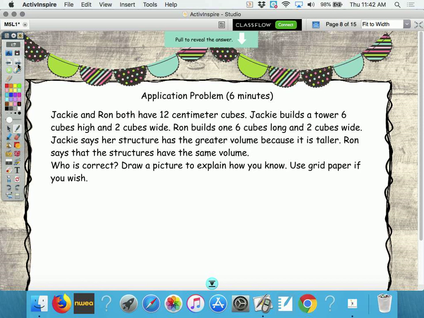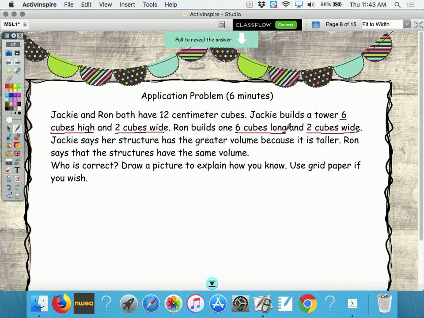So Jackie and Ron both have 12 centimeter cubes. Jackie builds a tower 6 cubes high and 2 cubes wide. Ron builds one 6 cubes long and 2 cubes wide. I notice they're both 2 cubes wide. Okay? Jackie's is 6 cubes high, so that goes up. And Ron's is 6 cubes long. So that goes across. Okay?